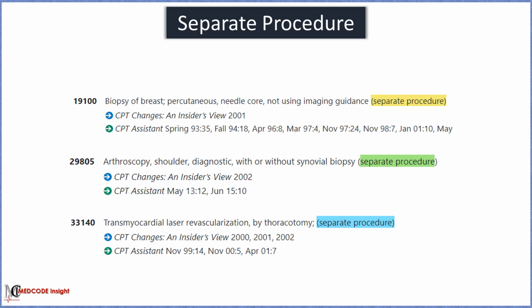We can always identify a designated separate procedure code by the inclusion of "separate procedure" at the end of the code descriptor. Examples of some separate procedure codes are 19100, 29805, and 33140. It may be reported independently or as a part of a more extensive procedure, depending on the circumstances.